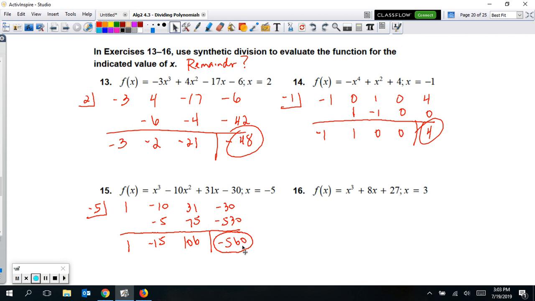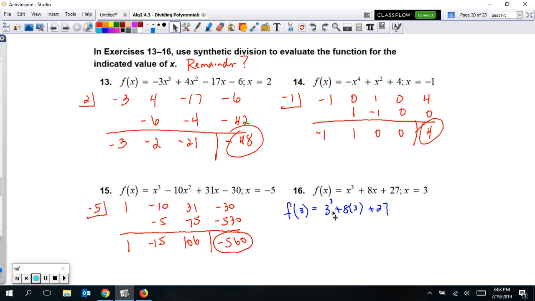Alright, for number 16, I wanted to show you that even though it says use synthetic division on this, we could just plug 3 in. And of course we could. So I'm going to do that one by plugging 3 in. So f of 3 is how we do this. If we just plug 3 in, we can do 3 squared, and then 8 times 3, then plus 27.